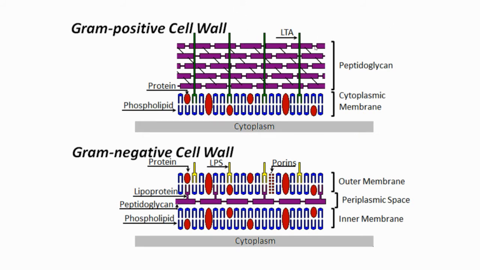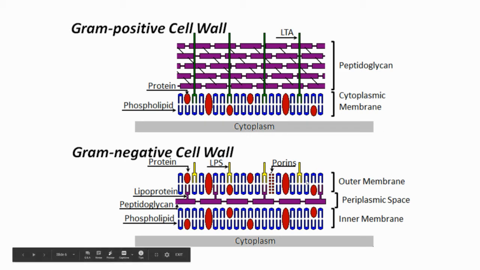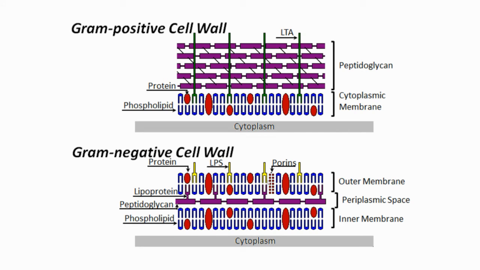So here we can see the difference. We can see how thick this peptidoglycan layer is in the gram-positive cell walls versus the gram-negative cell walls, which just has a thin little layer here. And in addition to the first membrane here, it has a second outer membrane here. It also has LPS, but that's something we'll be talking about another day.